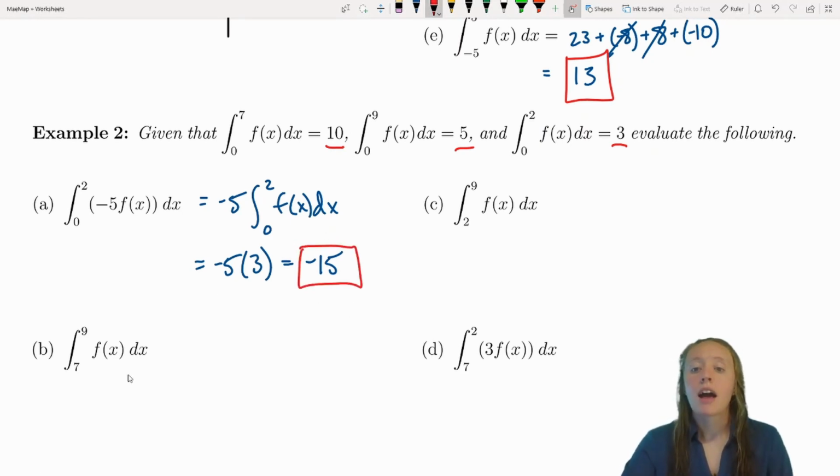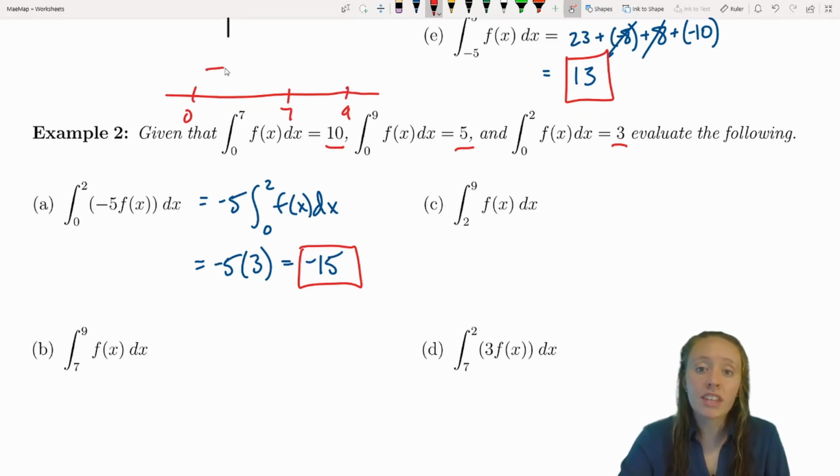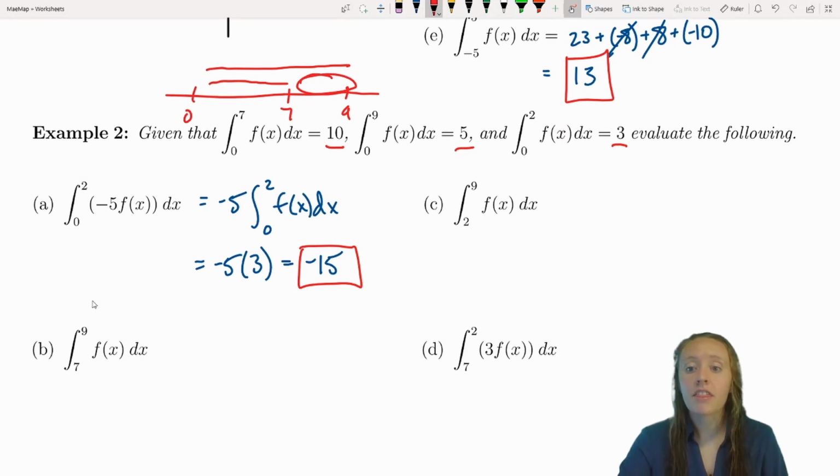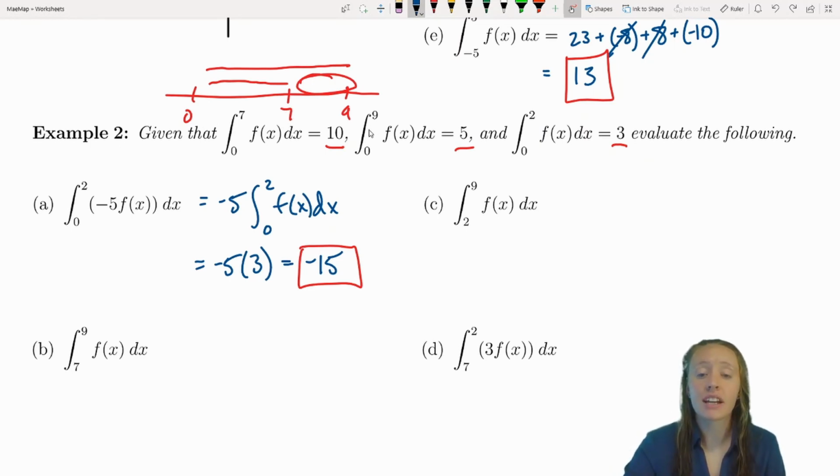Now for part B, I'm going from the bounds 7 to 9. I am not given 7 to 9. However, think about it. I'm given 0 to 7, and then I'm given 0 to 9. If I'm given this total integral and 0 to 7, I'll just be able to subtract to get the integral I want from 7 to 9. So you can see that if I was to add my integral from 0 to 7 plus my integral from 7 to 9, that would give me my integral from 0 to 9. So what I'm going to do is take my integral from 0 to 9 and subtract my integral from 0 to 7.